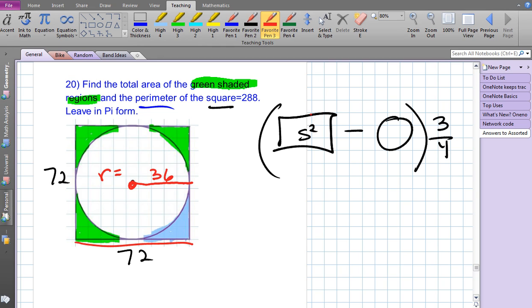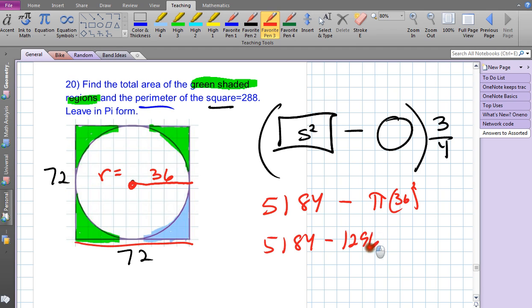Now we have enough information to find the area of the square, which is side squared. Warning, it's not 72 times 2. It's 72 squared, which is 5,184. And on this side, we want to go to pi times 36 squared. Again, 36 times 2 is not 36 squared. 36 squared is a total of 1296 pi.